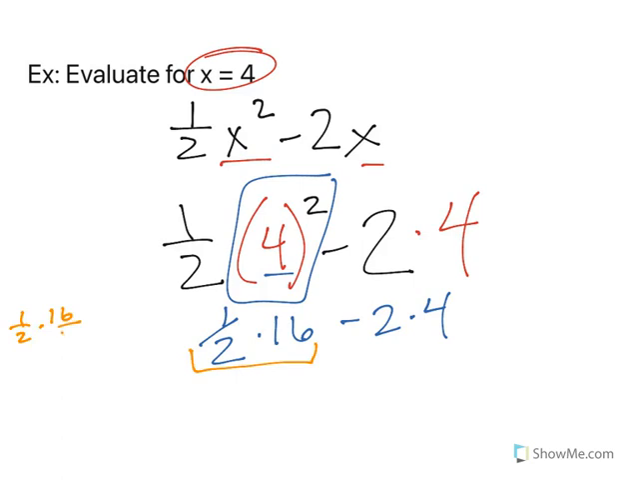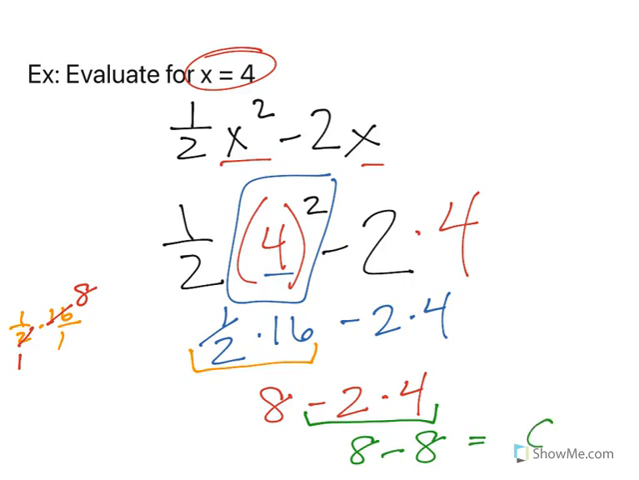Again, that idea, 16 over 1, 2 goes into 2 one time, 2 goes into 16 8 times. So 1/2 of 16 is 8, minus 2 times 4. So now I multiply -2 times 4, and I get -8. So I have 8 minus 8, which simplifies to be 0. So 1/2 x squared minus 2x equals 0 when x is 4.